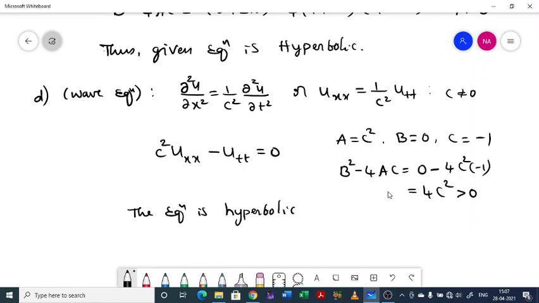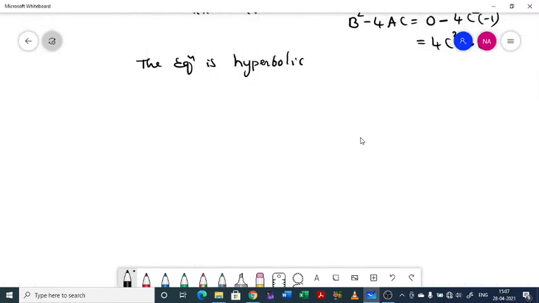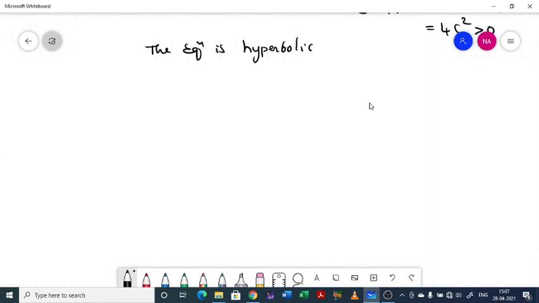Let us consider the next one, E. Equation is the heat equation.